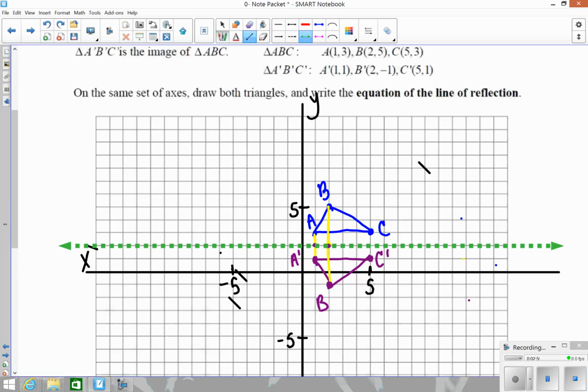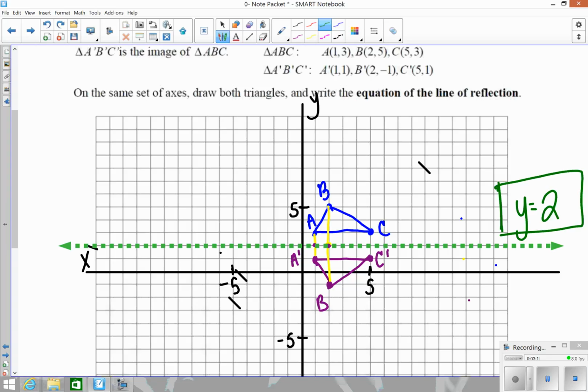So that means the line of reflection is this line, because the perpendicular bisector equals the line of reflection. This line is a horizontal line, which means it's going to be y equals, and it goes up at 2. The y value is 2, so it's going to be y equals 2. So that's the answer. That's the line of reflection.